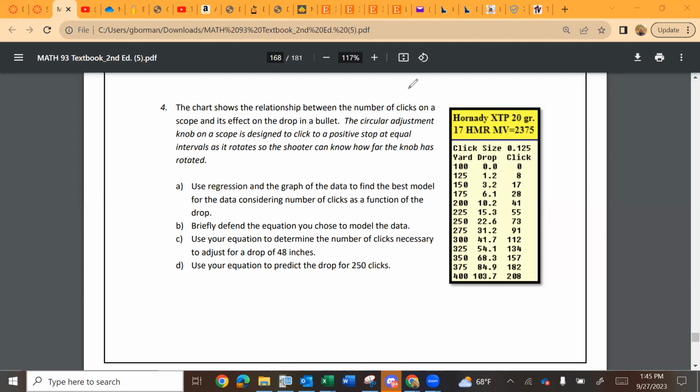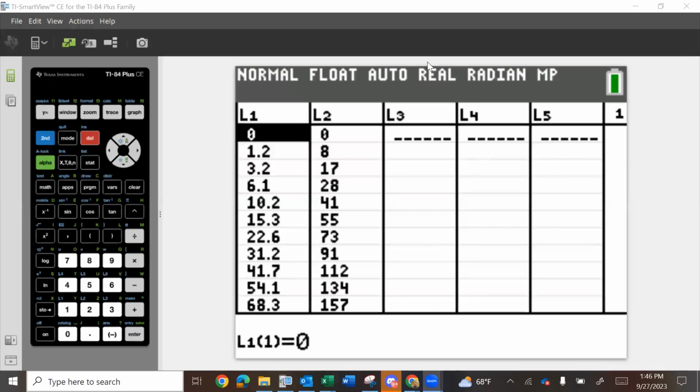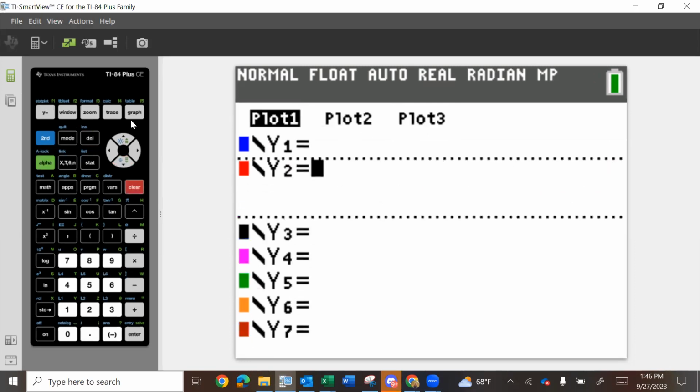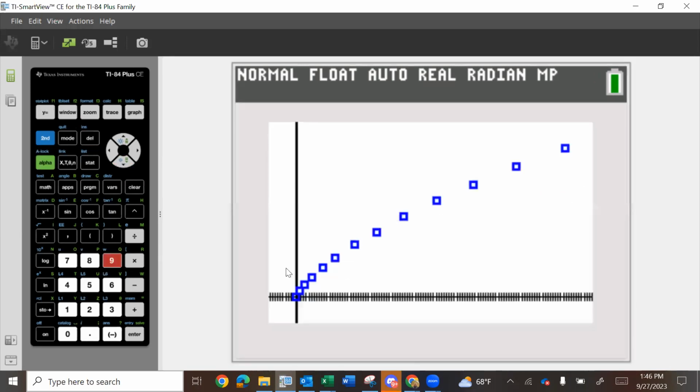Okay, so let's go to the calculator. So I quickly put all the data into the calculator. Wow, that was fast. And now I need to start looking at those. Well, I guess before I start looking at the R squared values, I'm going to just take a look at this thing. Okay, so I'm going to go zoom 9.